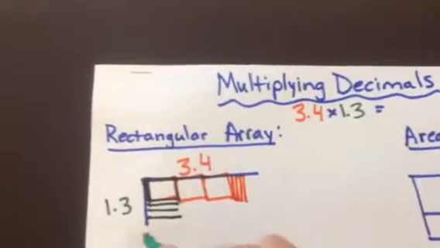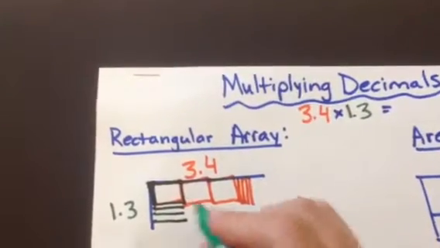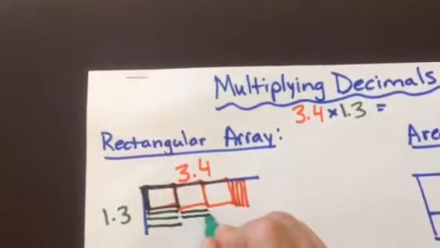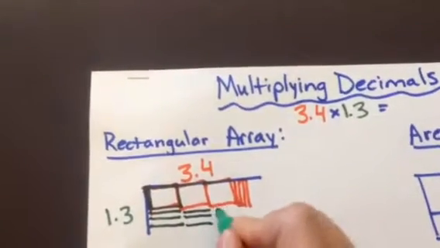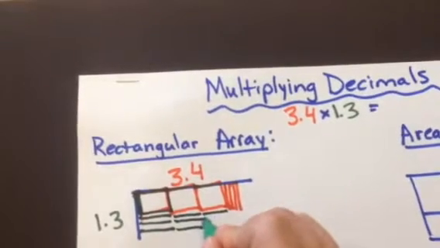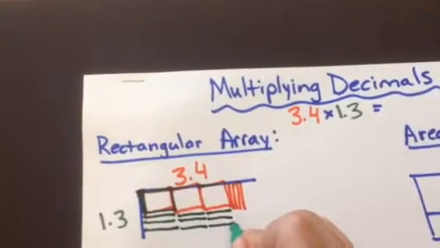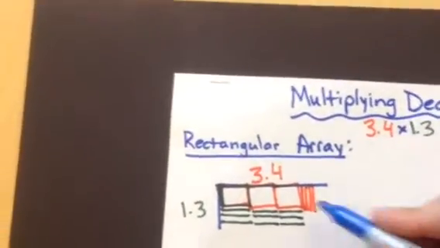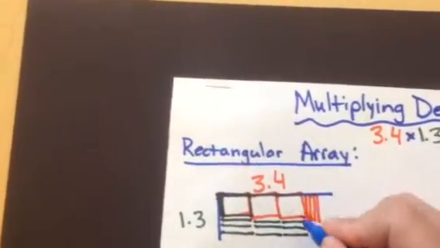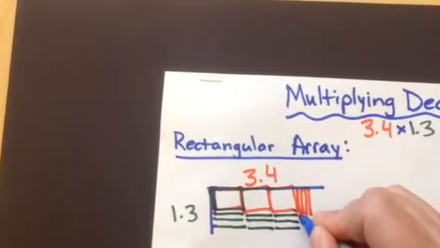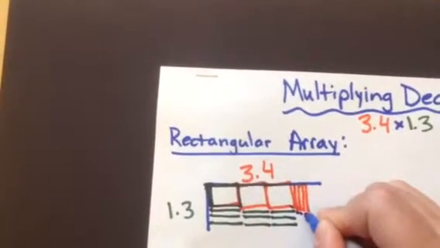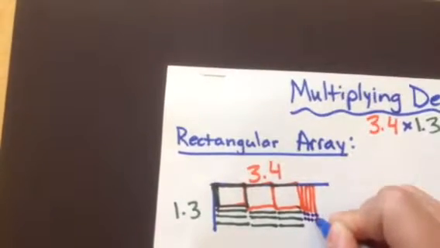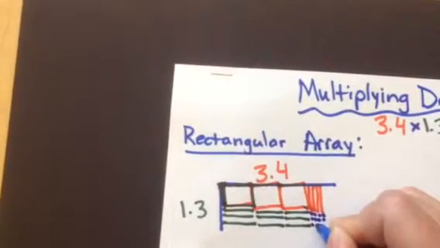I have to fill in the rest of my array to make it a rectangle, so I'm going to copy 1, 2, 3/10, 1, 2, 3/10, and then I'm going to fill in hundredths here where these 2 tenths come together. There's 1, 2, 3, 4 hundredths for each line.